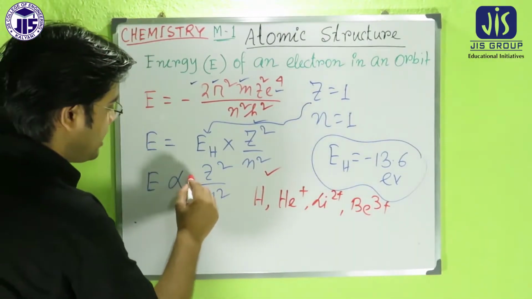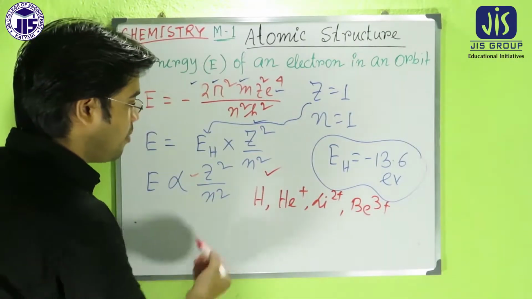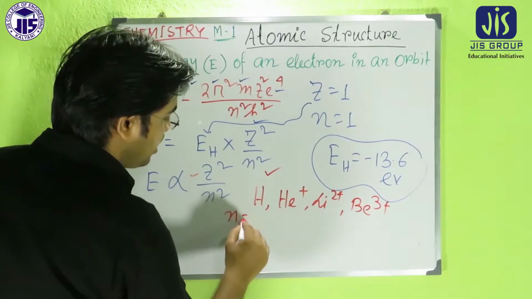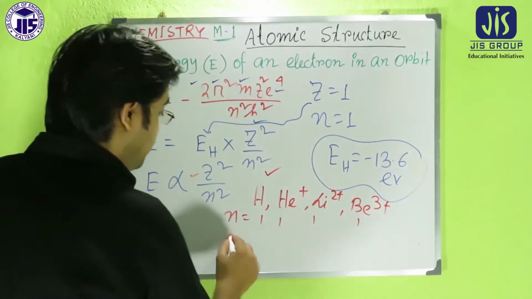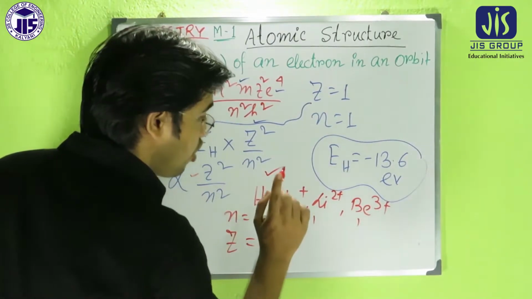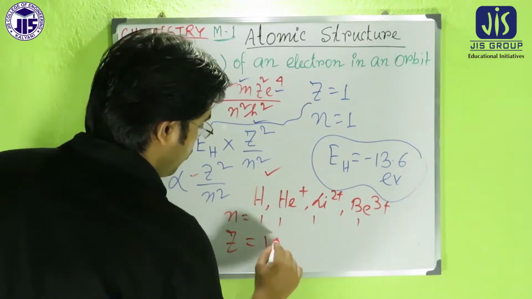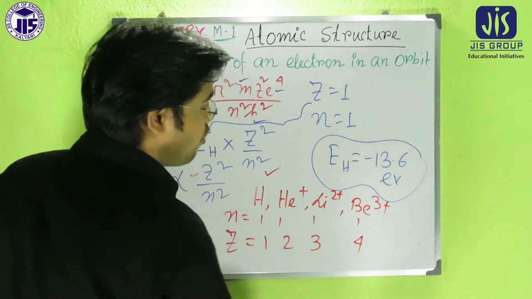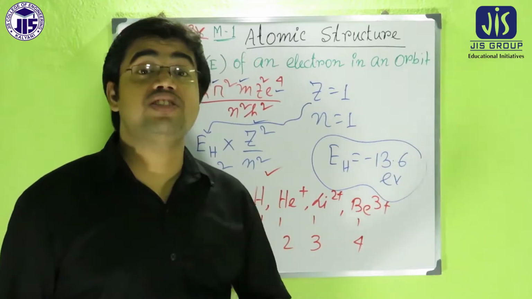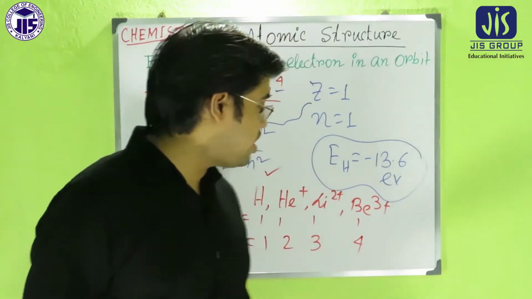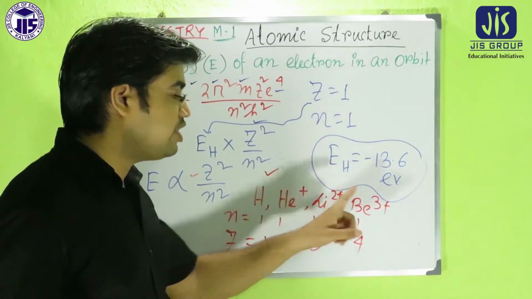So according to that equation, if we consider the first Bohr orbits of each and every case, here n equal to 1. But Z will not be 1. Here Z equal to 1, 2, 3, 4. What I told you, that Z is the atomic number. So if Z is the atomic number, then obviously it will vary from hydrogen, helium, lithium, beryllium.